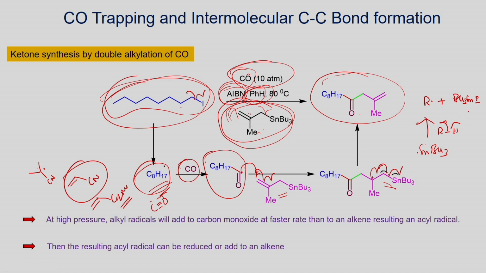You will be able to form a carbon-iodine bond, which is stronger than this carbon-tin bond. It can lead to the homolytic cleavage. In this way, you will be able to form this carbonyl derivative as the product.